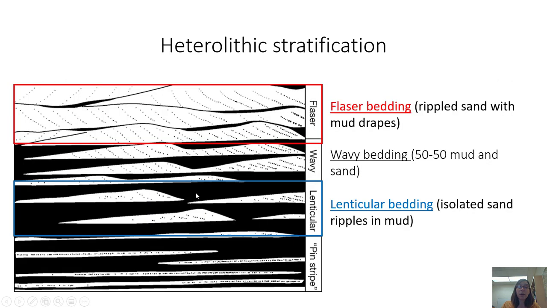So the thing you want to think about with heterolithic stratification is how are you going to mix sand and mud? What conditions are we going to have where sand ripples and also mud might intermix with one another?